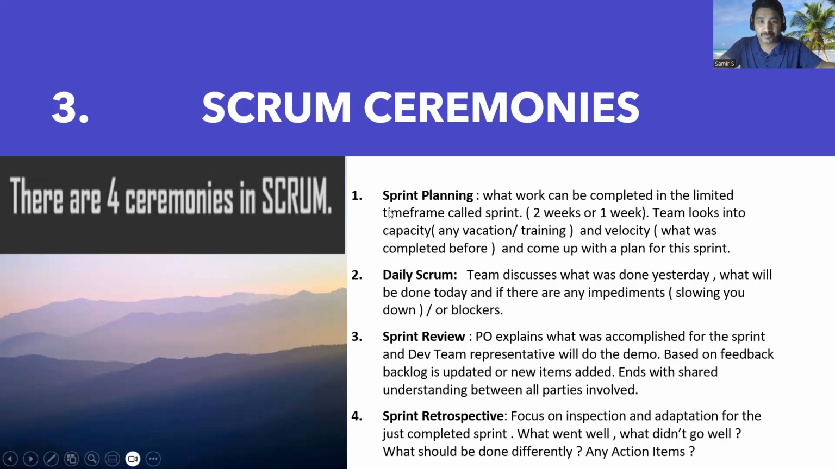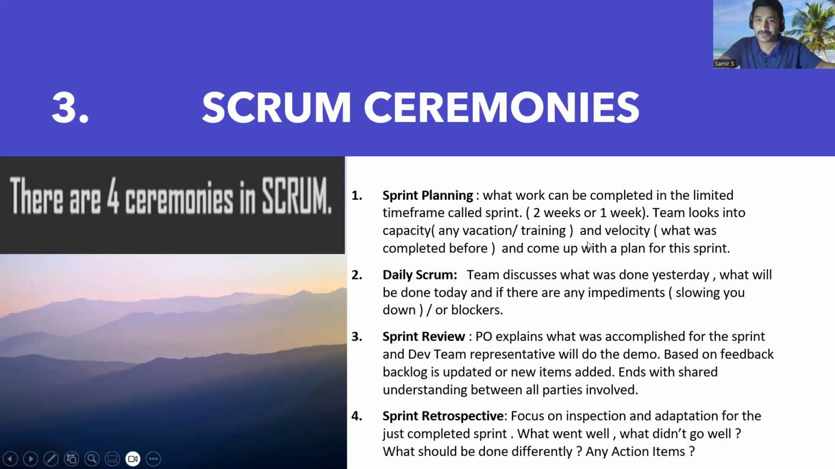So during sprint planning, we look at the capacity of the team and also the velocity. Okay, what is velocity? Velocity is what was completed by the team before. When we look at the history, how much work was the team able to complete in a sprint? That is called the velocity. So we look at the velocity, we look at the capacity, and come up with a plan for the sprint. So that's also in the sprint planning.